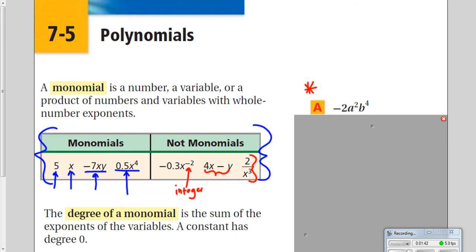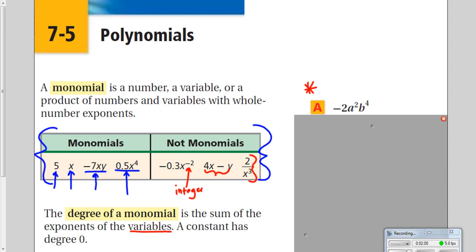What we like to do next is find the degree of a monomial. The degree is just the sum of the exponents of the variables. A constant has a degree of 0. Notice that I say variables. We are not talking about the numbers themselves, the whole numbers. We only care about the variables themselves.